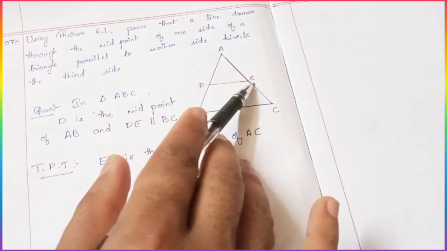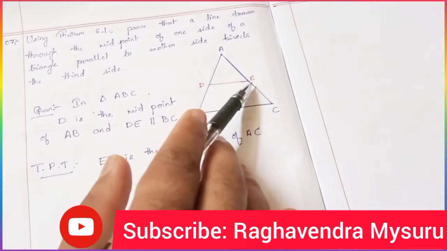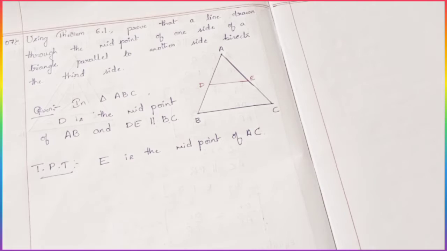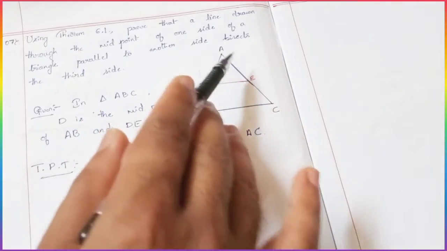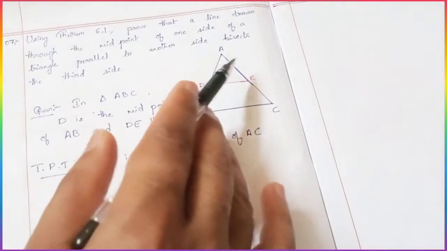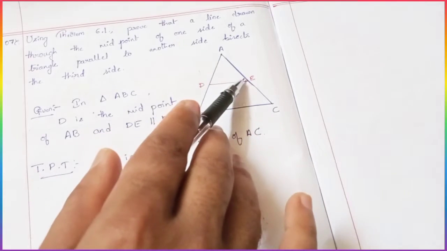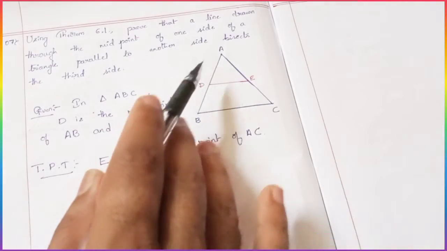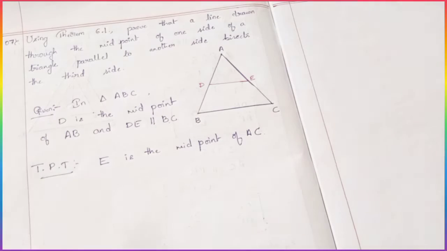So AC is bisected by this line, by the point E. We need to show that the length of AC is bisected. Bisected means it is dividing into two equal halves. E is the point which divides the length of AC into two equal parts. For example, if the length of AC is 10 centimeters, then E divides AC into two equal halves. That is, AE is equal to EC. If the whole length of AC is 10, then AE is 5 centimeters and EC is also 5 centimeters. I hope you have understood the figure drawn with respect to the question.